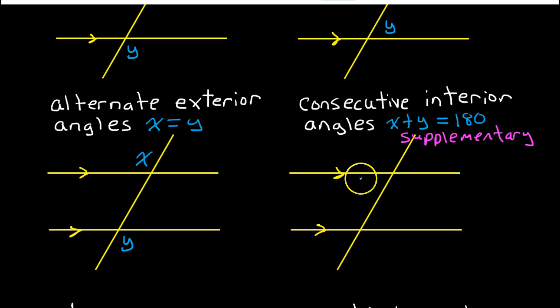So I picked these. So what about over here? Say if I put my x here, that's still interior. If I put my y here on the same side, then these are consecutive interior angles. See how they're right next to each other. And they would still be supplementary.